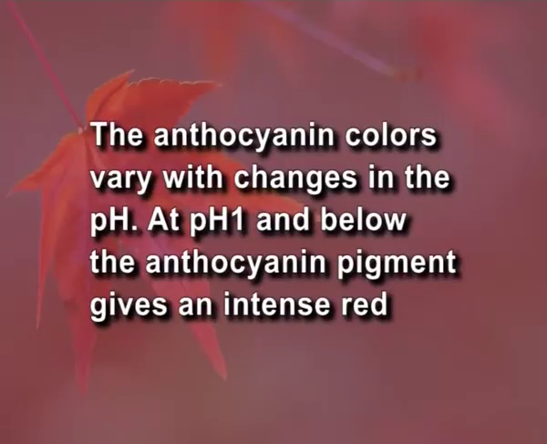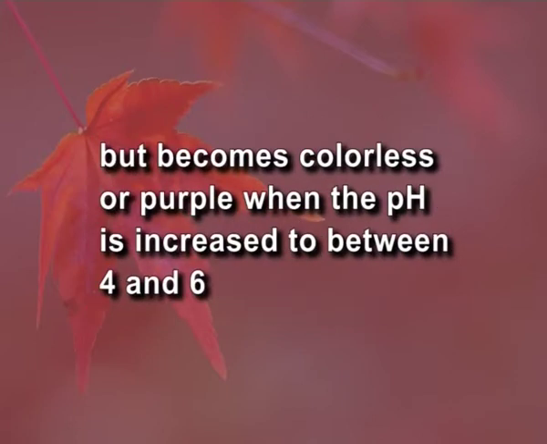Anthocyanins are also sensitive to pH, being more stable at lower pH. In addition, the anthocyanin colors vary with change in the pH. At pH 1 and below, the anthocyanin pigments give an intense red but become colorless or purple when the pH is increased to between 4 and 6.